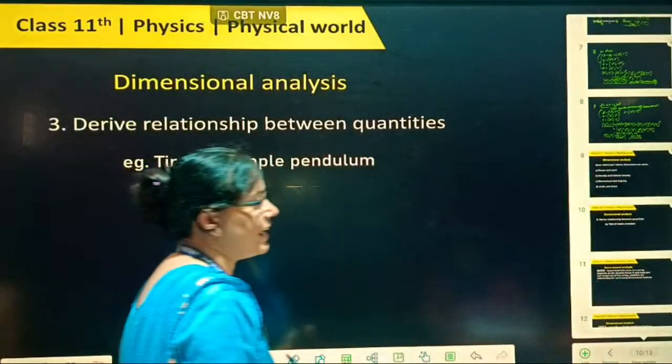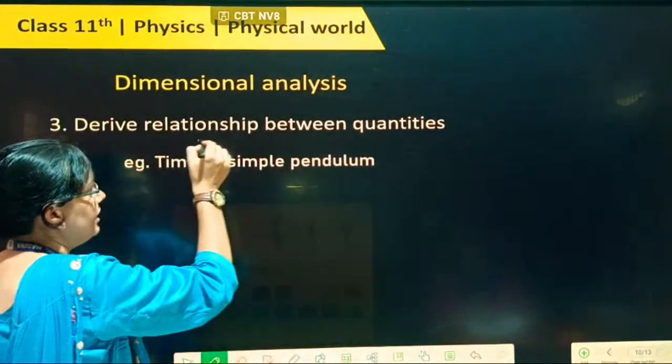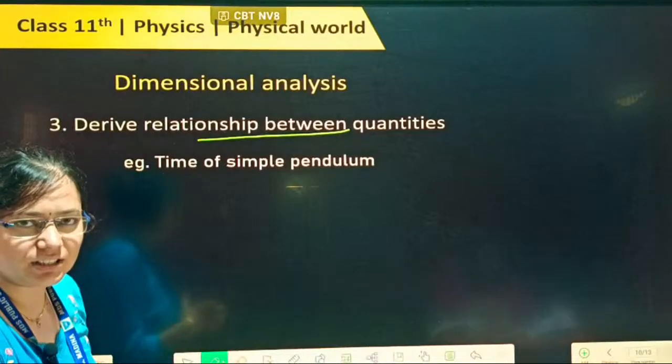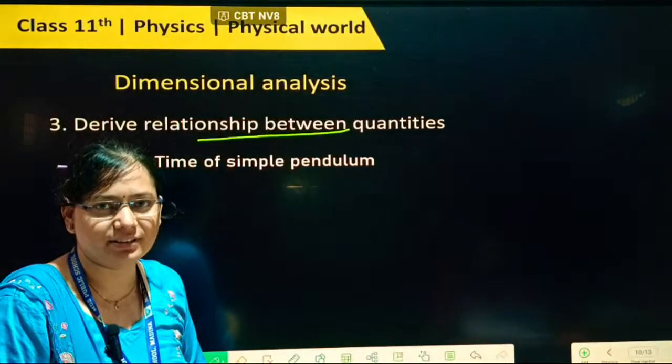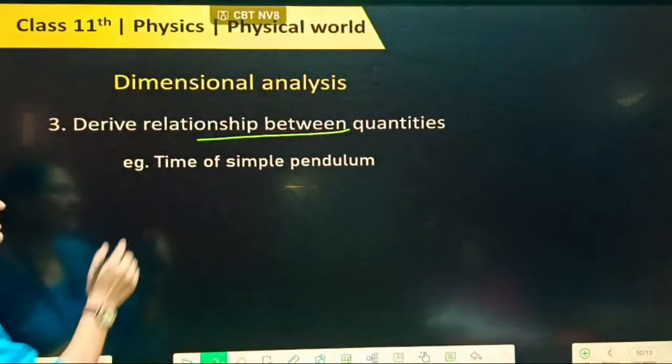Third one, derive the relation between the quantities. Different quantities are given, and we have to derive the relation between them. We are also using our dimensional analysis method for this.